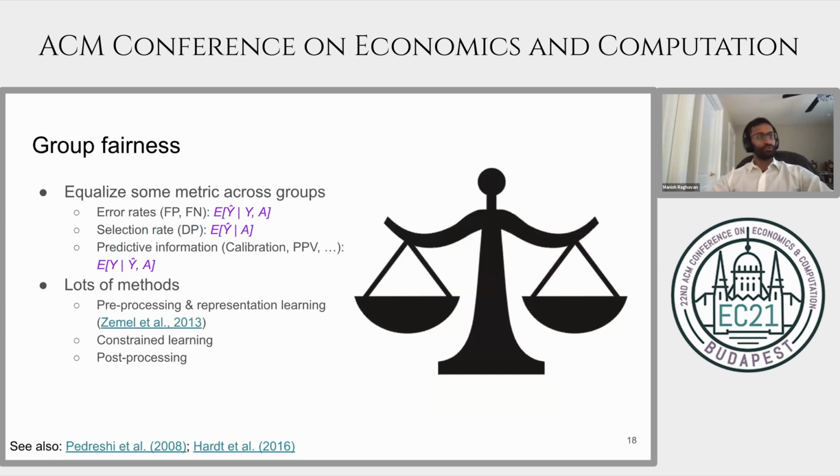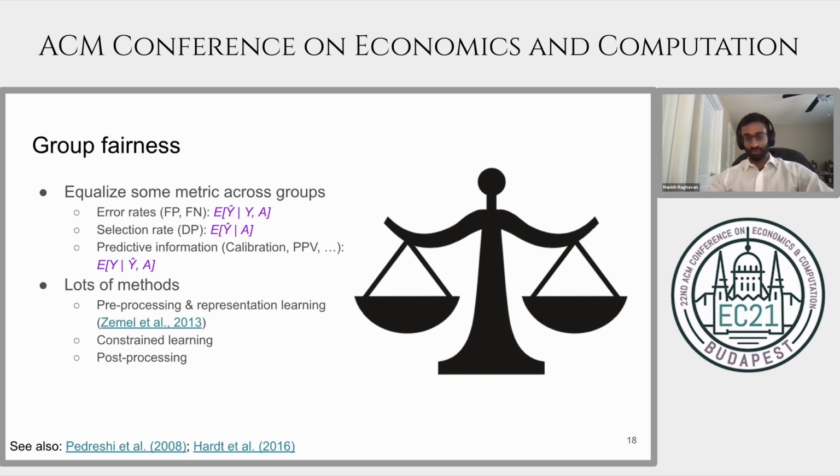Okay, moving on to group fairness. Group fairness, as we said, seeks to equalize some metric across different groups. So examples of metrics you might seek to equalize include error rates, like false positive rates and false negative rates. So you might think if one group suffers from significantly more false positives or false negatives than another group, this might be evidence of some unfairness.